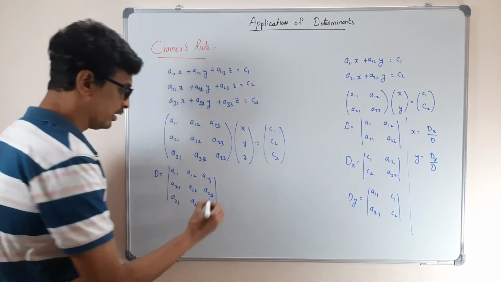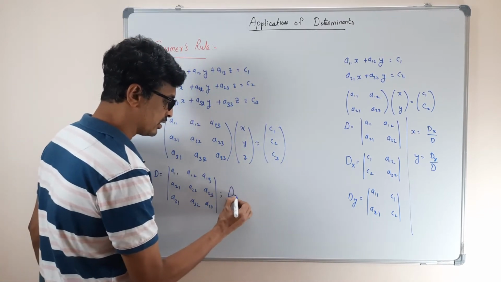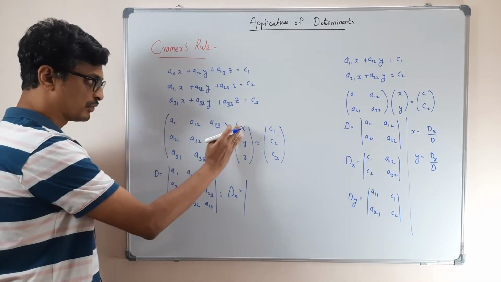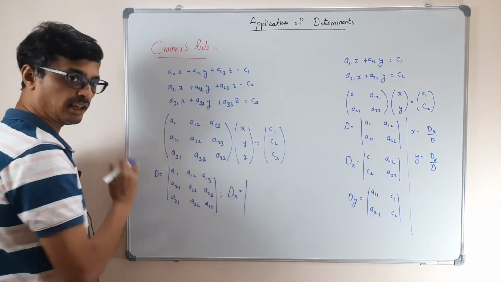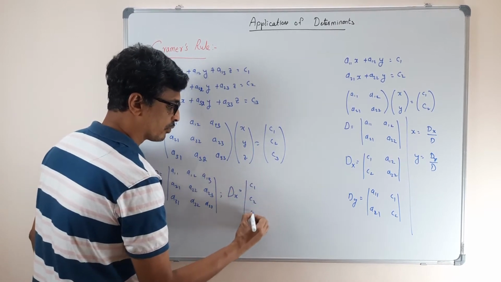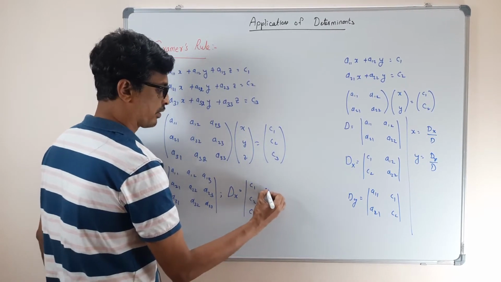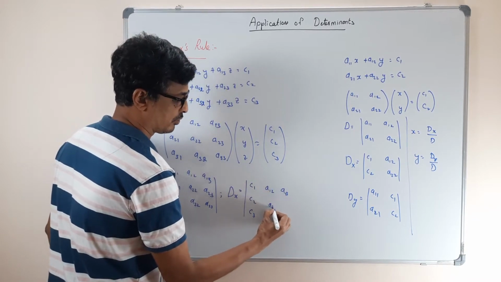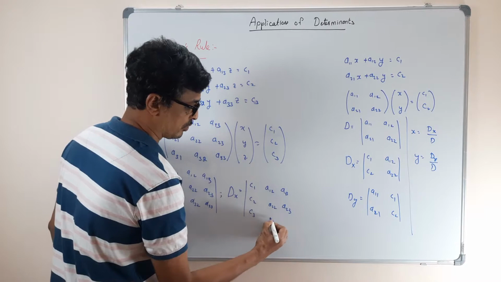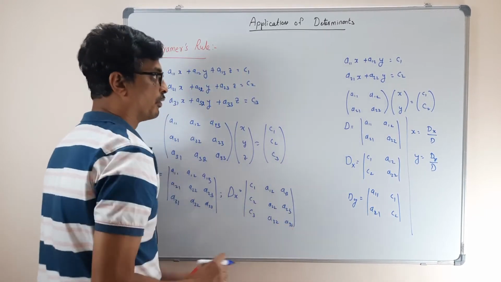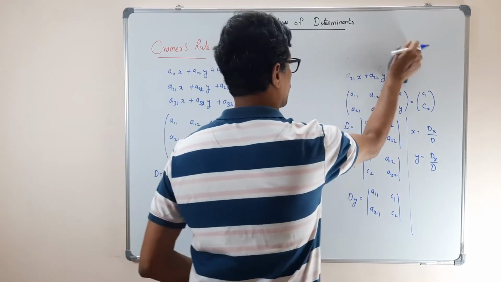Then we have to find Dx. What will be Dx? Replace the first column, the x column, with this. So it will be C1, C2, C3, then A12, A13, A22, A23, A32, A33. Similarly, you have to find two other things.